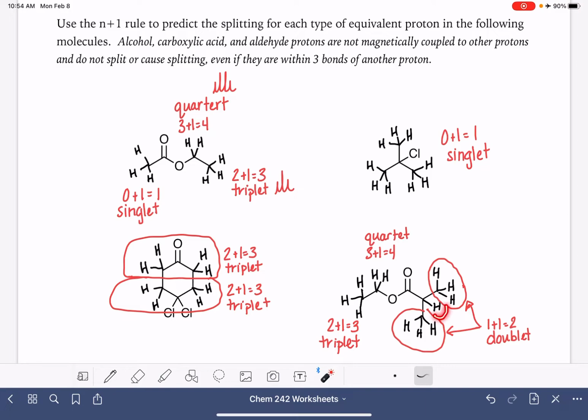Now this little guy right here is 1, 2, 3 bonds away from 1, 2, 3, 4, 5, 6 equivalent hydrogens. So this guy right here is split 6 plus 1 is 7. Septet. Sometimes I like to call that a seventet.